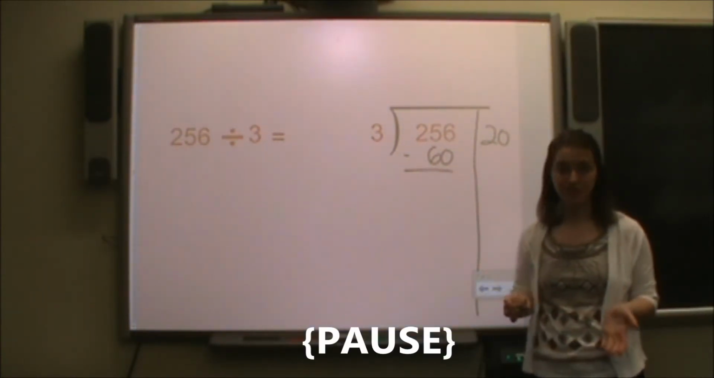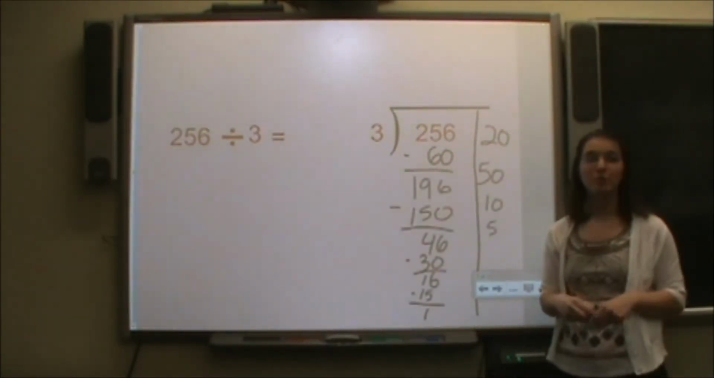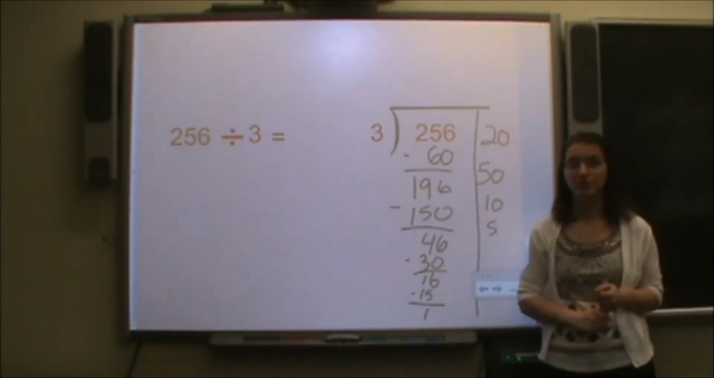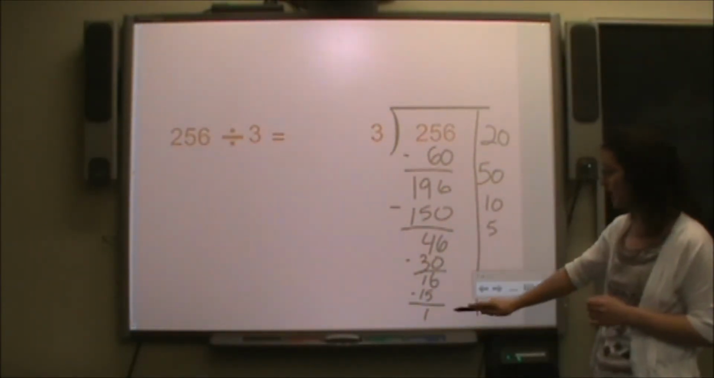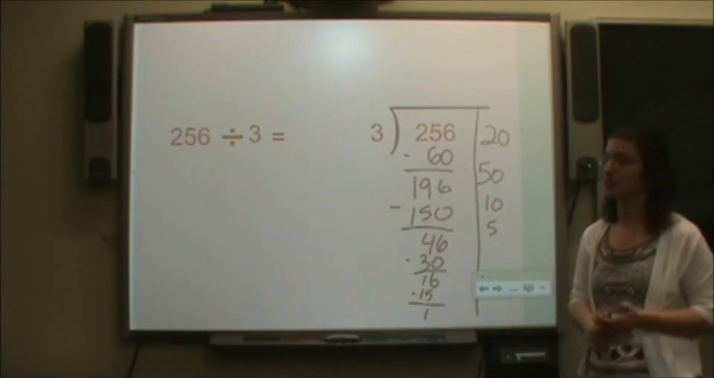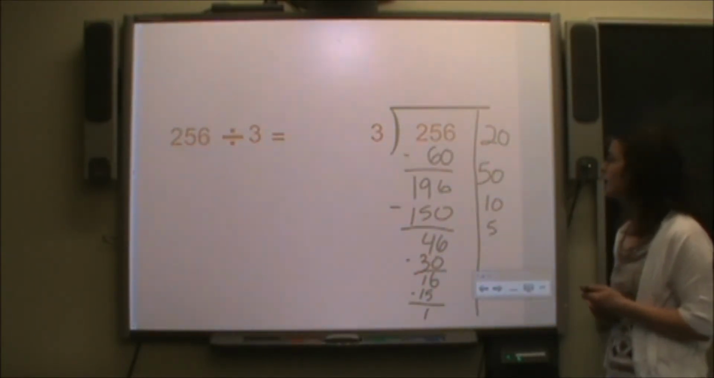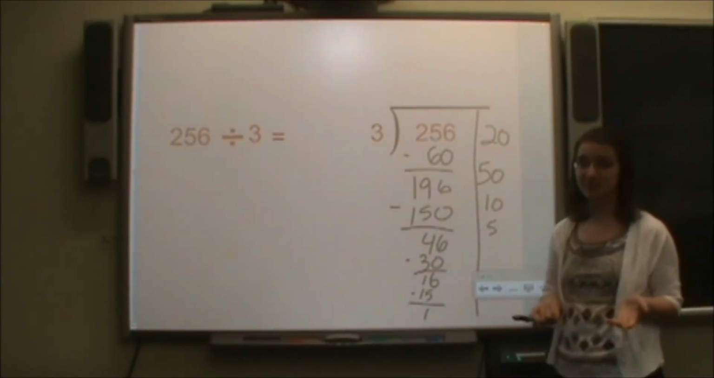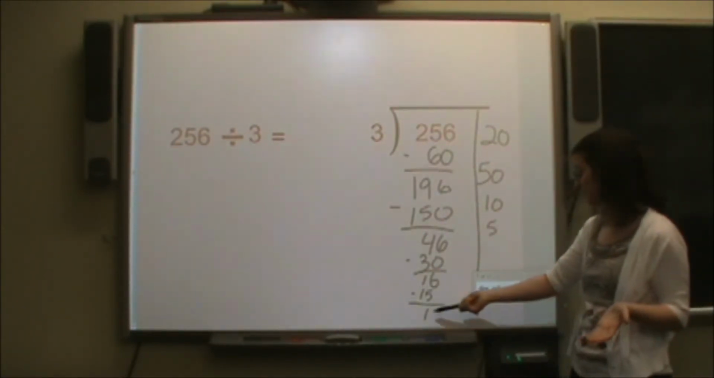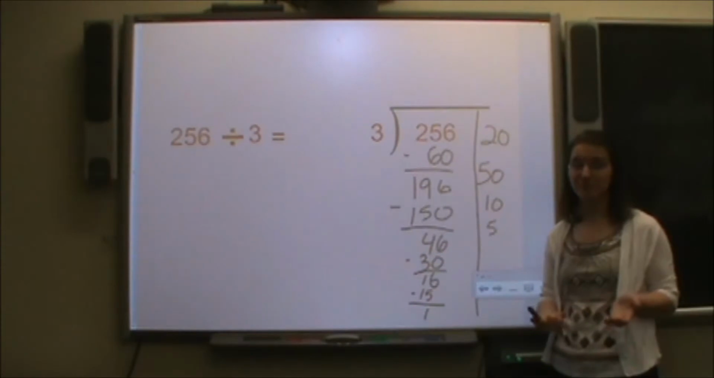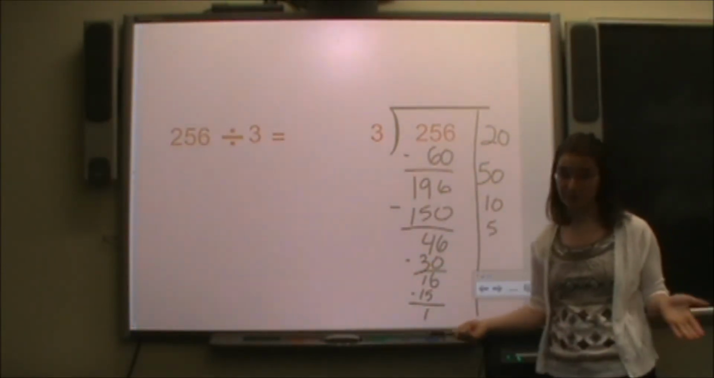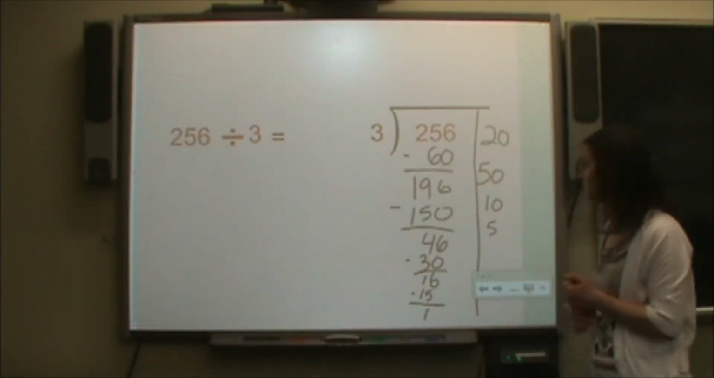All right, so pause your video and solve that now. No matter which partial quotients you chose, you probably found that you ended up with 1 at the end. If not, then something went a little bit wrong with your math in here. That's because we can't make any more equal groups of 3. When we only have 1 left, that would be a group of 1, and that's not the same as being a group of 3.